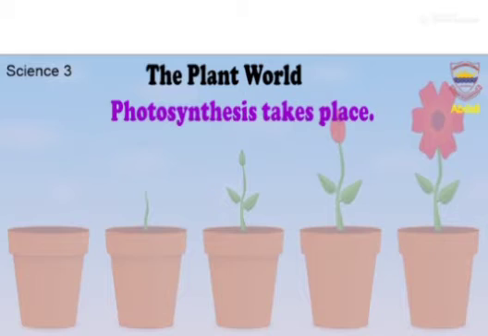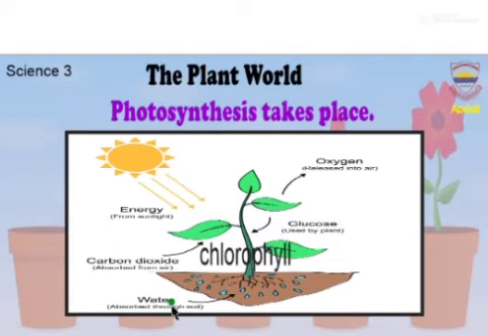Students, where does photosynthesis take place? Let's discuss it. In this slide, you can see a picture of photosynthesis. There is a plant which gets energy from the sunlight, carbon dioxide from the air, and water from the soil.